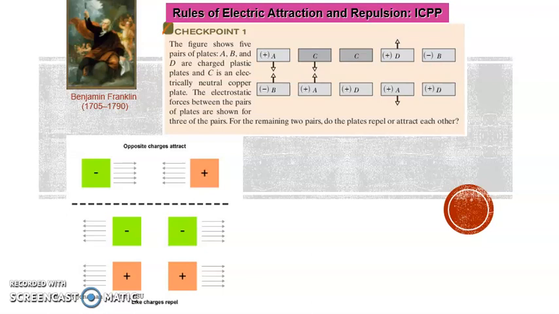When D is positive, now D and C are here. See here, C and A are attracting each other. Then what will be the charge? No, C is electrically neutral. It contains both positive and negative. Now B and D will attract each other. So C has both positive and negative; they are electrically neutral. So C and D will attract.